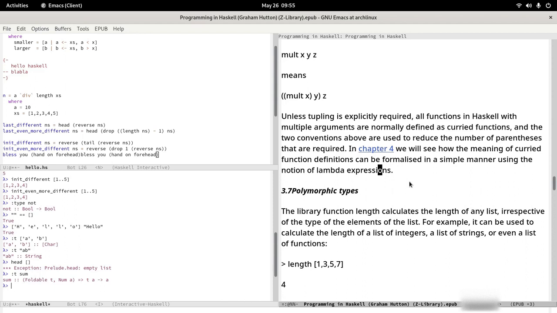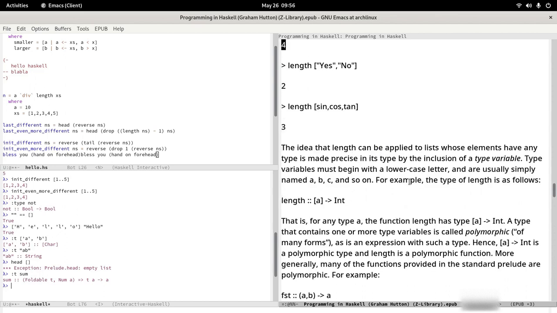3.7 Polymorphic types. The library function length calculates the length of any list, irrespective of the type of the elements of the list. For example, it can be used to calculate the length of a list of integers, a list of strings, or even a list of functions. Length of the list [1,3,5,7] is 4. Length of [False, True] is 2. Length of [sin, cos, tan] is 3.